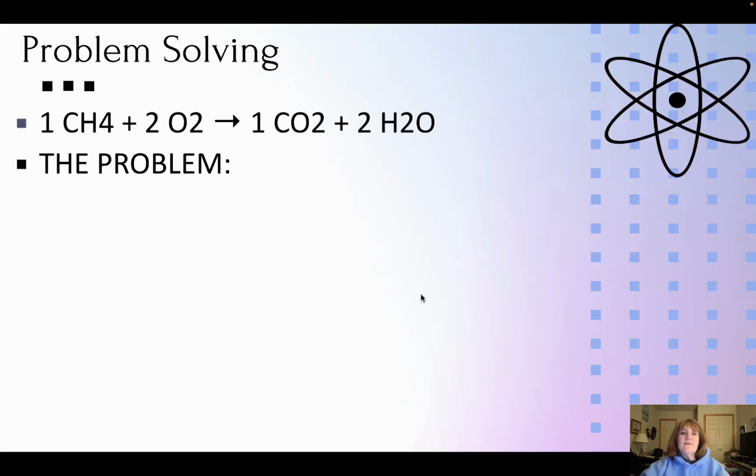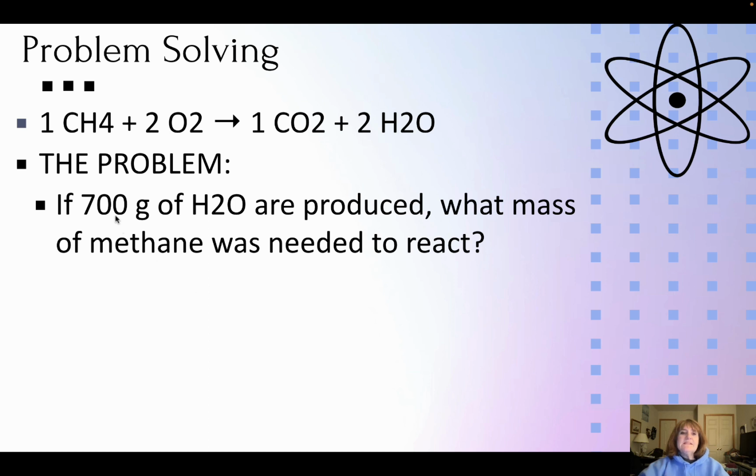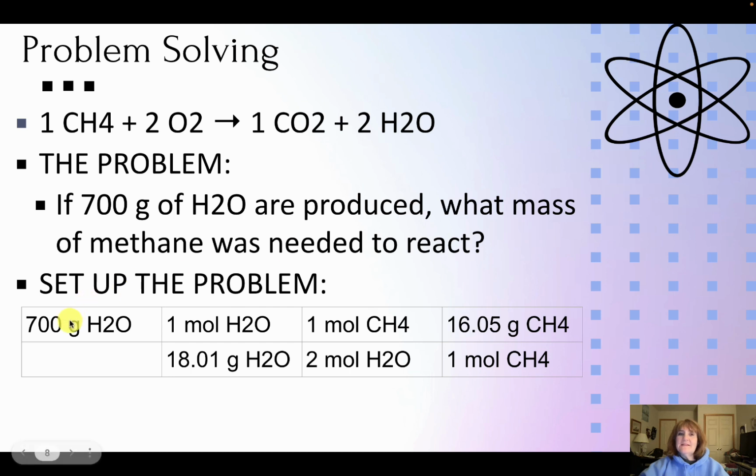So what if you're given that equation and then this problem? 700 grams of H2O here at the end are produced. What mass of methane, notice it is the mass of methane, was needed to react? So set up the problem using a table. Easiest way. 700 grams of H2O. Again, grams of H2O to moles of H2O. Moles of H2O to moles of CH4. Moles of CH4 to grams of CH4. Fill in their corresponding values.